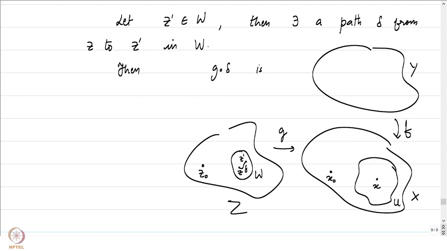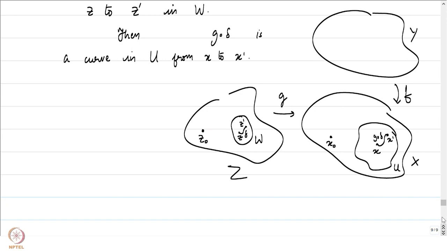U as a neighborhood, and within U, G composed with delta is going to be a curve from x to x prime. So G composed with delta is a curve in U, because G inverse of U contains W. G composed with delta is a curve in U from x to x prime. Now we will lift this G composed with delta to a path in capital V.